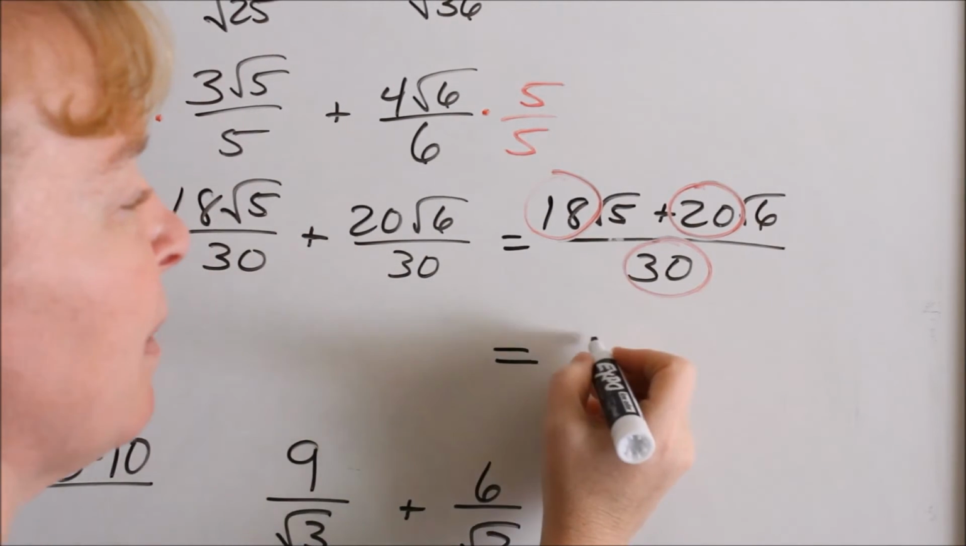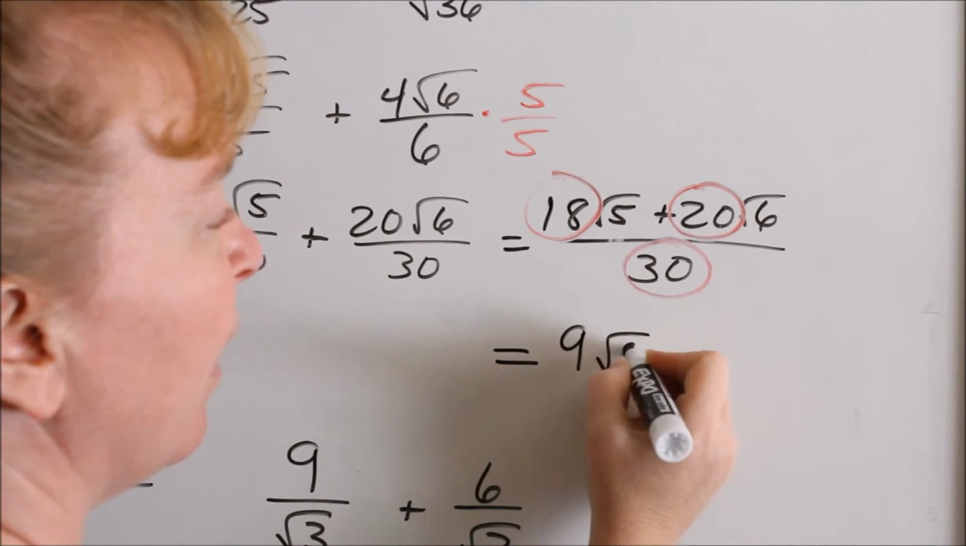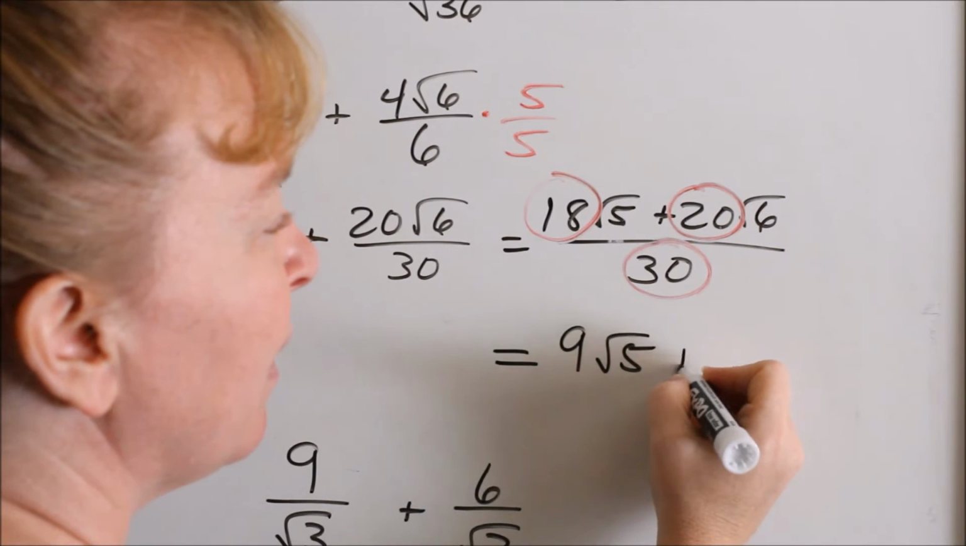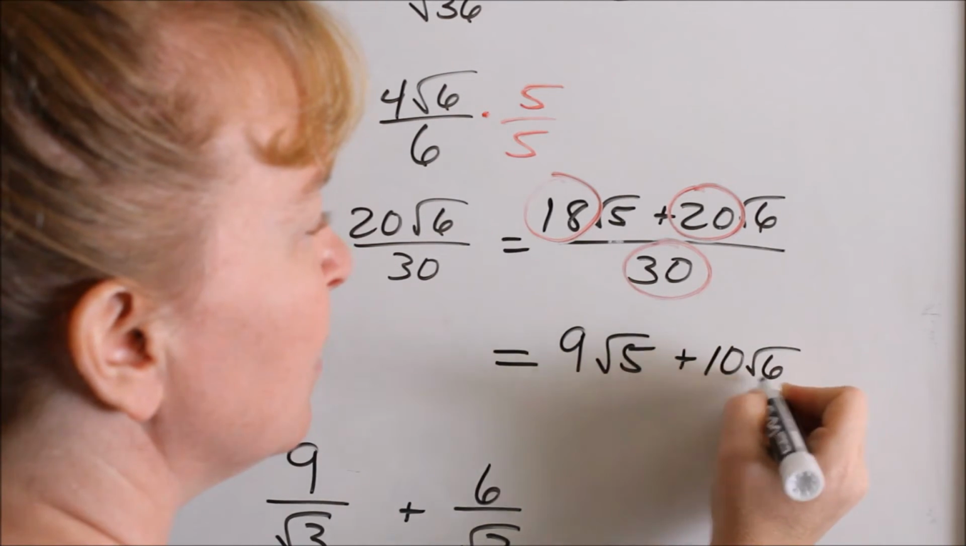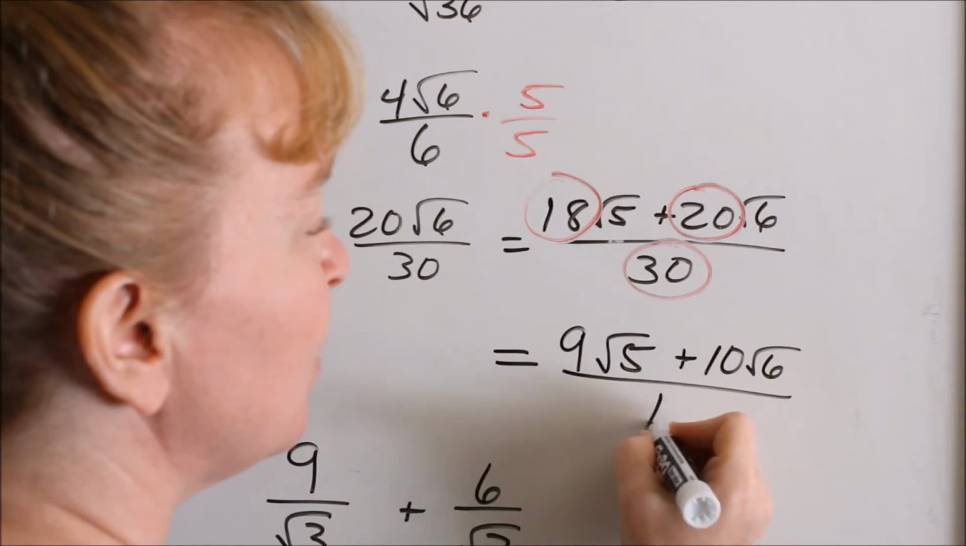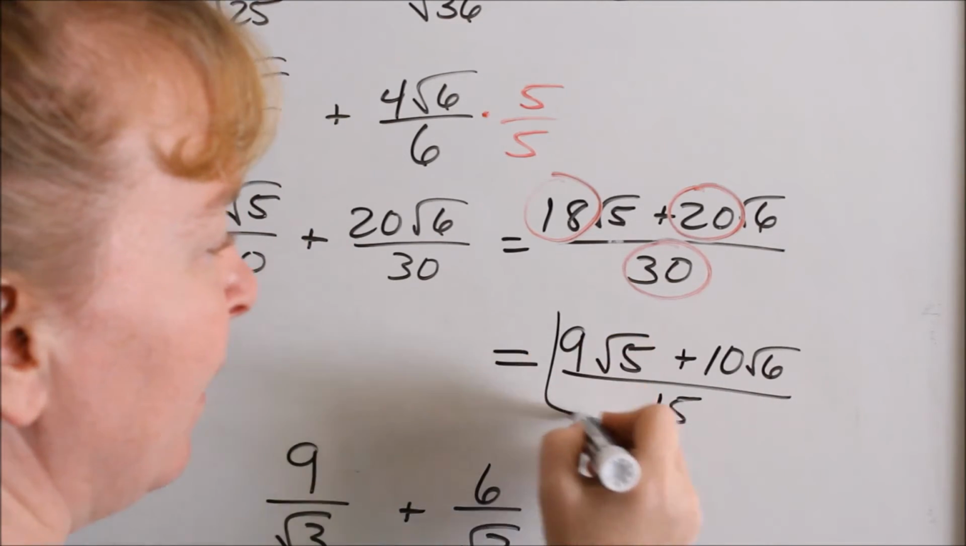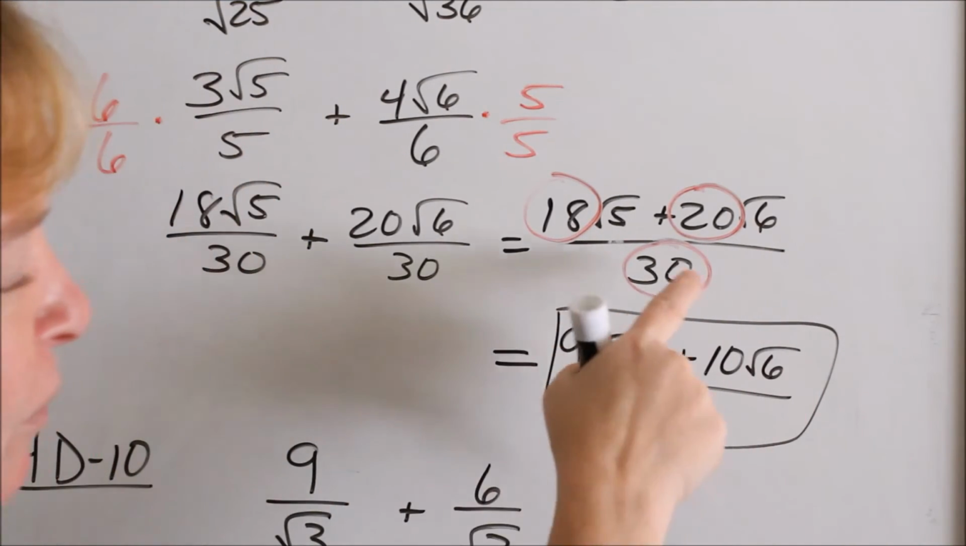So reducing 18 by 2 leaves a 9, square root of 5. Reduce 20 by 2 leaves you 10, square root of 6. And reduce 30 by 2 is 15. And then that should be your final answer.